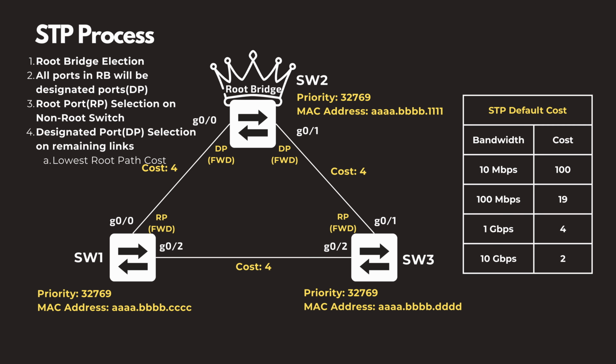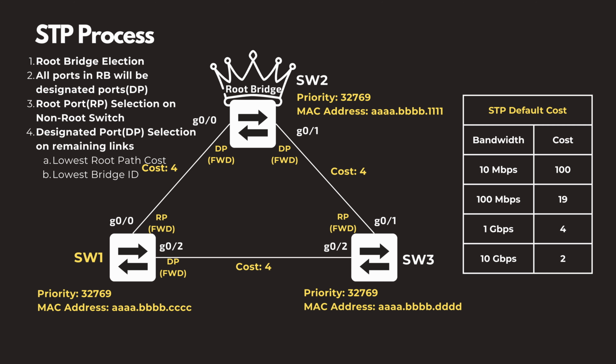First is checking for the port with the lowest root path cost. But in this case, both ports have the same root path cost. So we'll go to the tiebreaker, which is the switch with the lowest bridge ID. And that is switch 1, and port G0/2 will become the designated port.